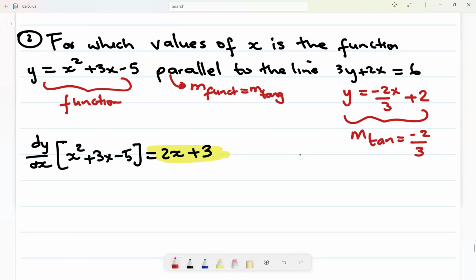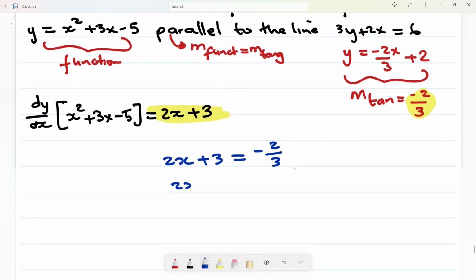Now, how can I do that? I have to equate these two. It means it should be 2x plus 3 equal to negative 2 divided by 3. Now, can you say I equated the derivatives, the gradients? Okay, I equated the gradients.